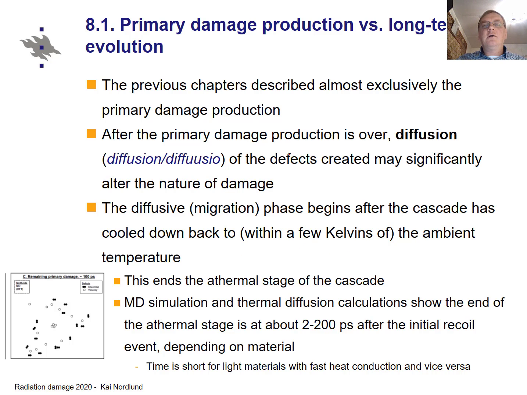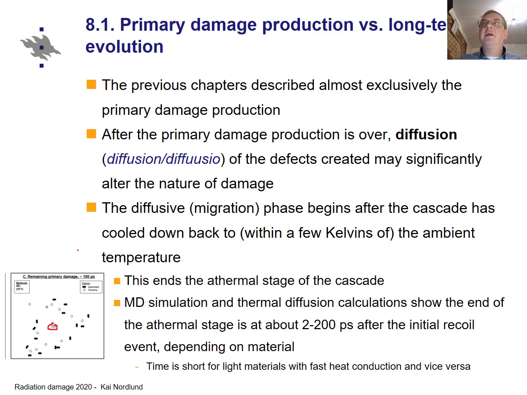So to start, what happens after a primary damage effect? So we said that, okay, we have the remaining primary damage, single vacancies, single interstitials, and sometimes small vacancy clusters, interstitial clusters, sometimes, as we mentioned, dislocations or amorphous zones as well directly from the irradiation. But what happens after this? After about 100 picoseconds, the system has cooled down to the equilibrium temperature, which may be room temperature, maybe liquid nitrogen temperature, 77 kelvins, or any other temperature in principle.